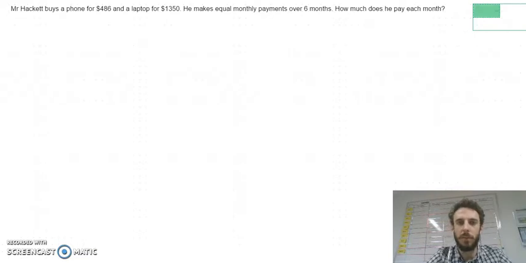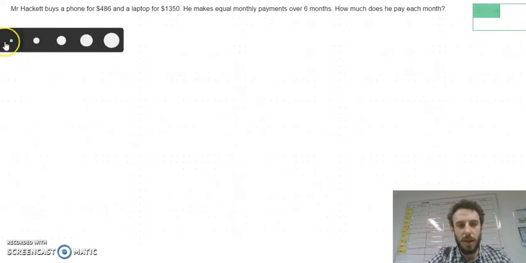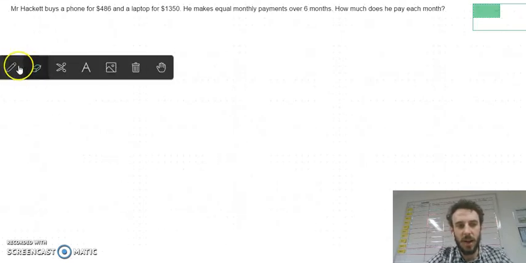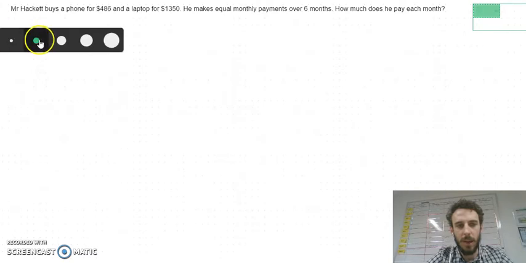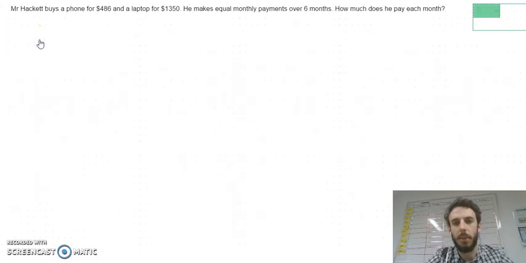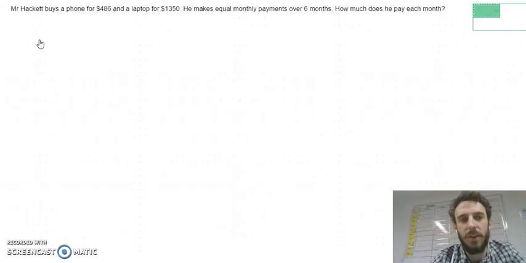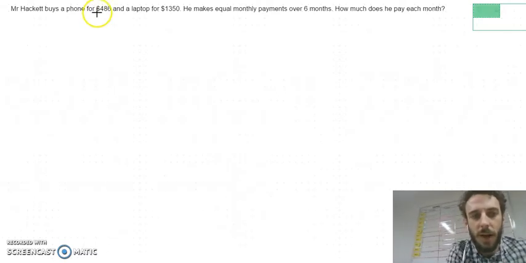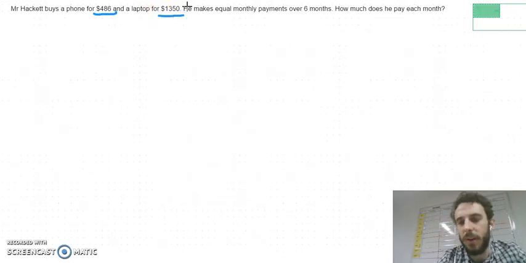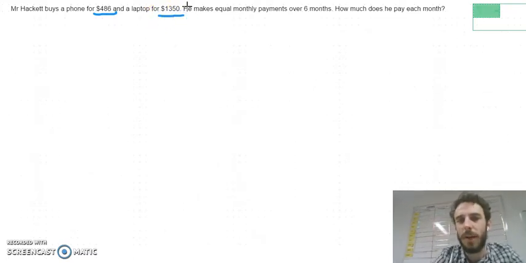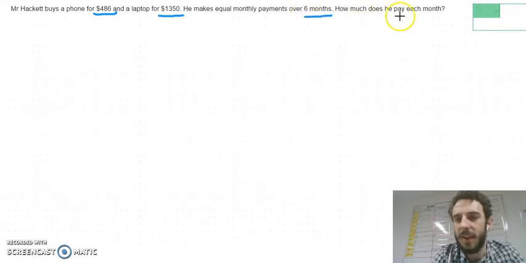So I'm going to read this problem to you, and the very first thing I'm going to do before I get started is take out a nice little highlighter, because I love seeing people highlight the important parts of their questions, particularly in tests. So this question says, Mr. Hackett buys a phone for $486 and a laptop for $1,350. He makes equal monthly payments over 6 months. How much does he pay each month?